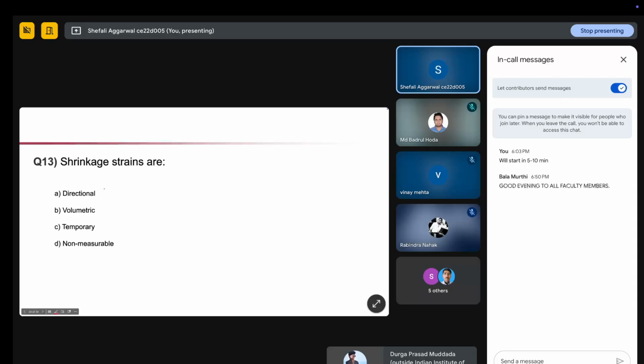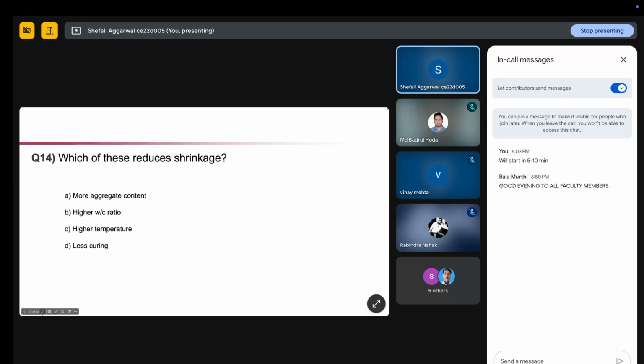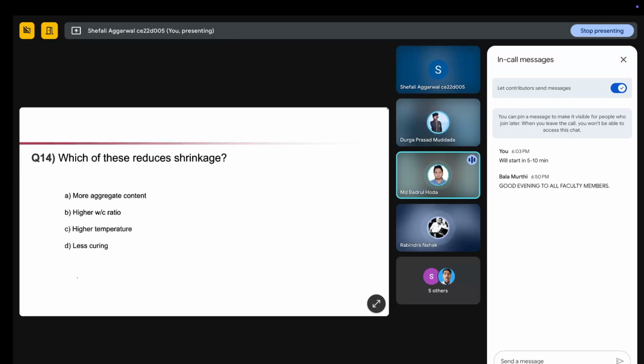Next question: shrinkage strains are directional, volumetric, temporary or non-measurable? B, correct. Shrinkage strain will be equal in all directions and will be called volumetric. Which of these reduces shrinkage? More aggregate content, higher water to cement ratio, higher temperature or less curing? A, correct. If you have less paste and more aggregate content, the chances of shrinkage will be much lower than otherwise.